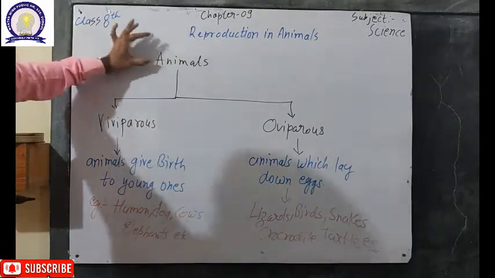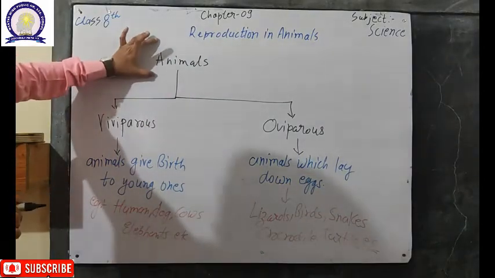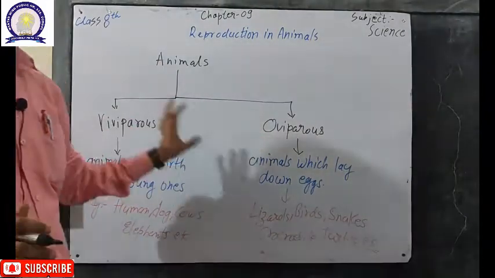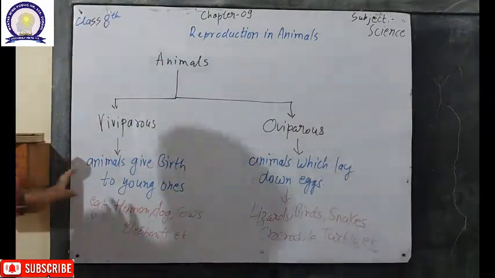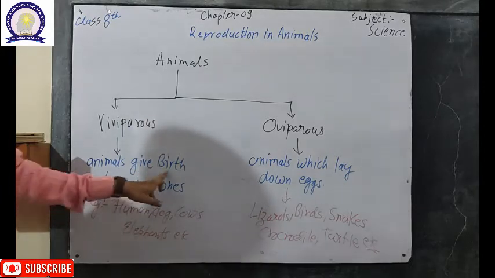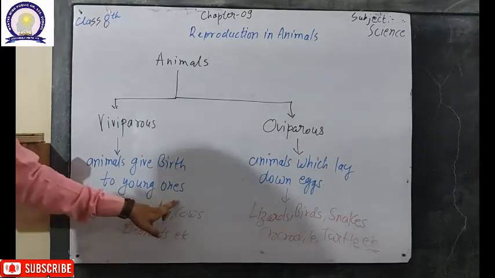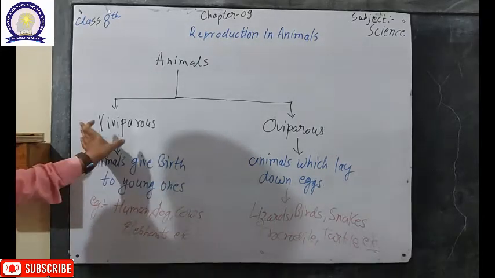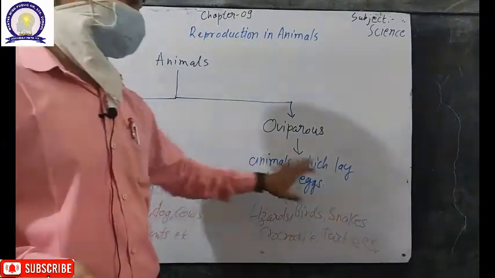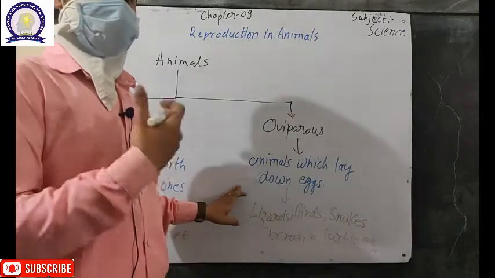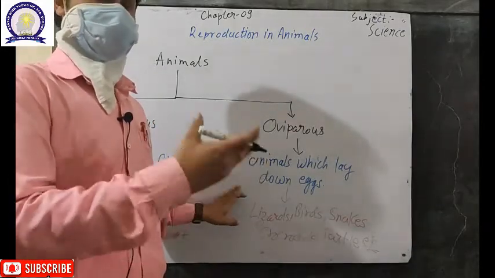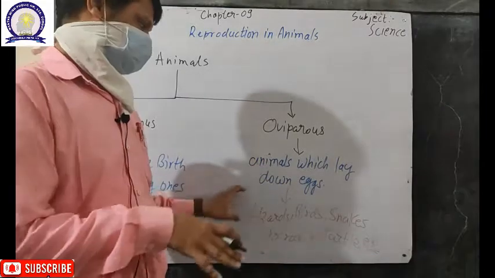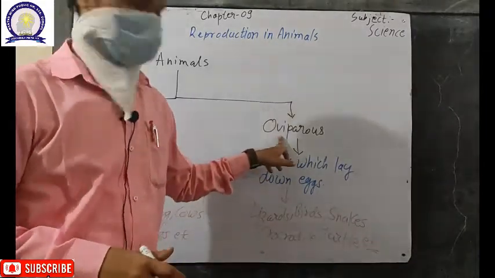So animals may be of two types. They can be viviparous and they can be oviparous. What are viviparous animals? Animals that give birth to young ones are called viviparous. And animals which lay eggs, and after the eggs hatch, the new young ones develop from the eggs, are called oviparous.